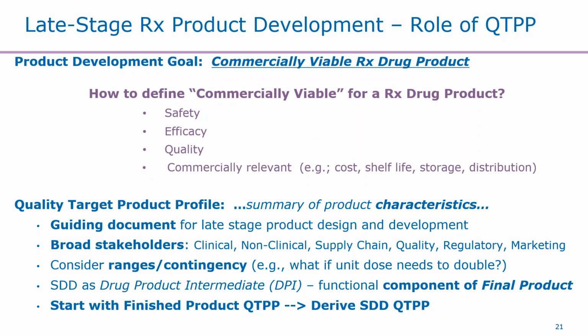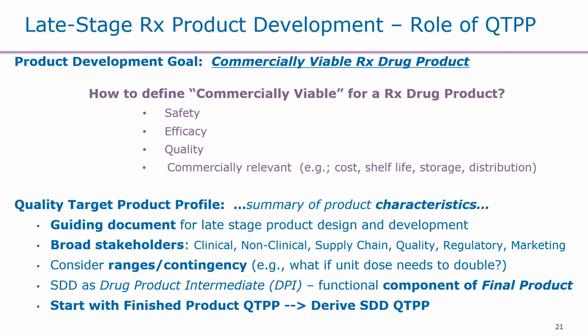It's a guiding document for late-stage product design and development, and very importantly, it should have broad stakeholders in its development and specification. These will include the clinical and non-clinical groups, as well as supply chain, quality, regulatory, and as you approach commercial, marketing as well. We should consider ranges and contingency values when we build our QTPP during development. So for example, what if the unit dose needs to double in a pivotal trial? I think having a contingency for that is a prudent example of a range or contingency.